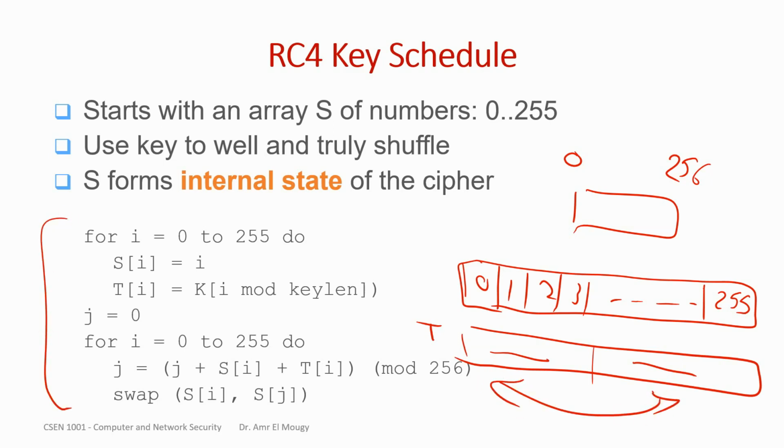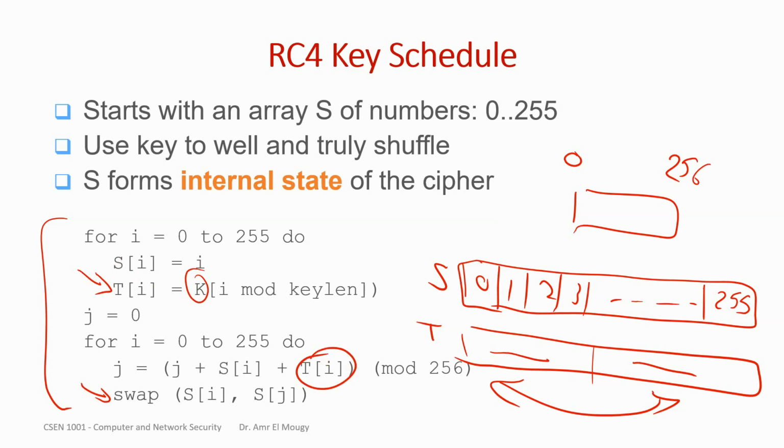This is actually what you see in this code. For i equals 0 to 255, you generate this array here, which has the numbers from 0 to 255, and you copy the key to the array T[i]. This is actually the key here. And then what you do is permute the array S. So the array S that contains the numbers from 0 to 255 in ascending order, you permute according to the key.